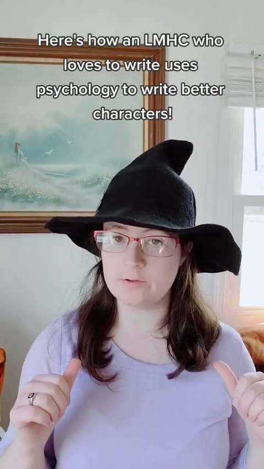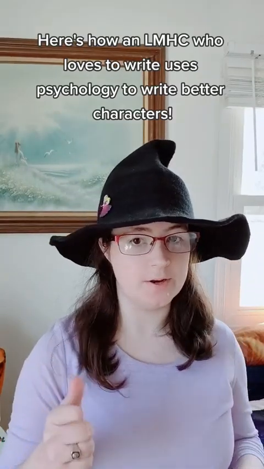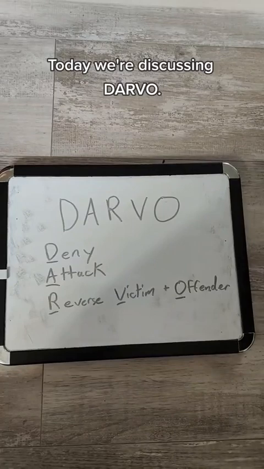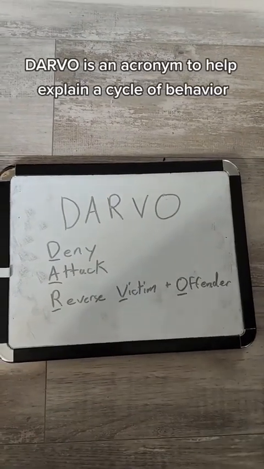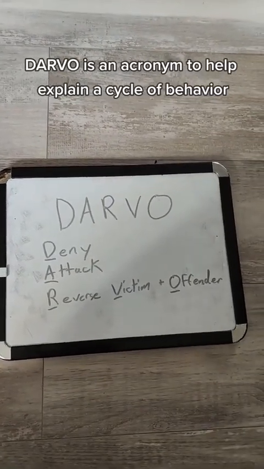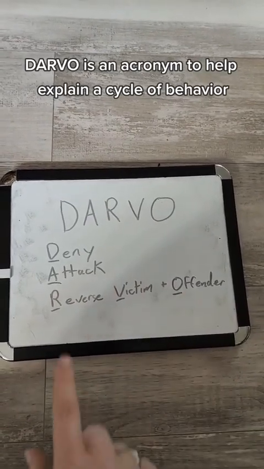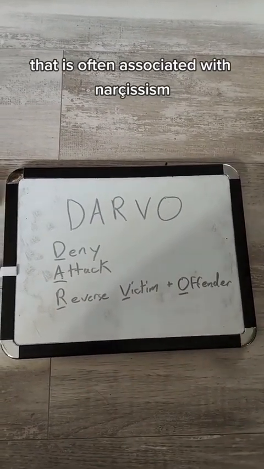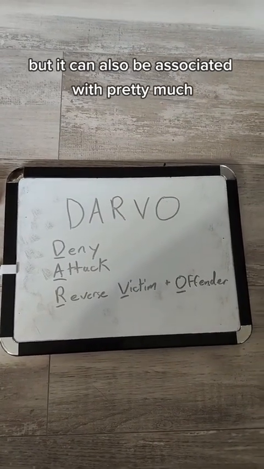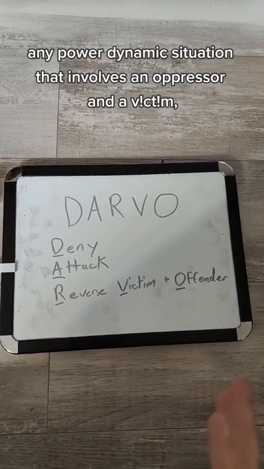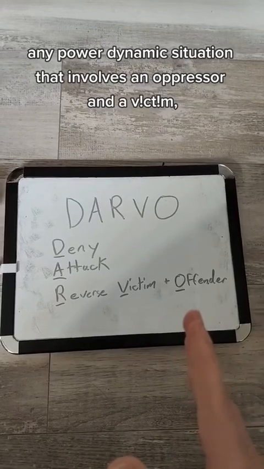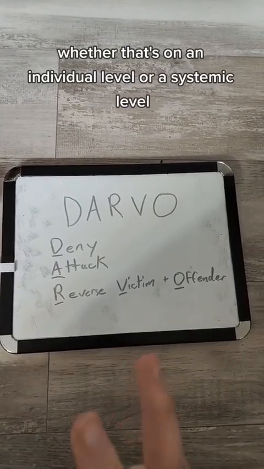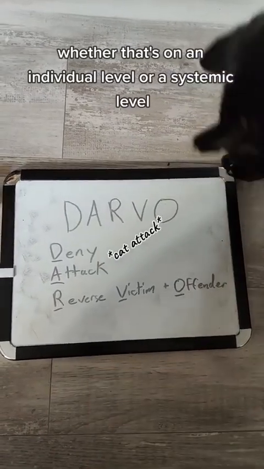Here's how an LMHC who loves to write uses psychology to write better characters. Today we're discussing DARVO. DARVO is an acronym to help explain a cycle of behavior that is often associated with narcissism, but it can also be associated with pretty much any power dynamic situation that involves an oppressor and a victim, whether that's on an individual level or a systemic level.